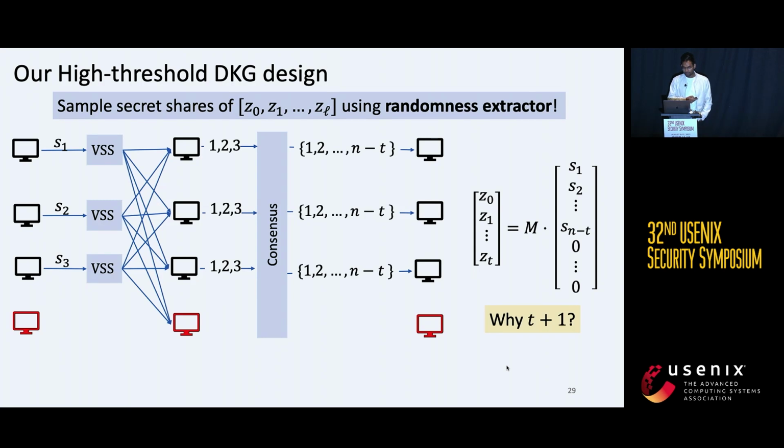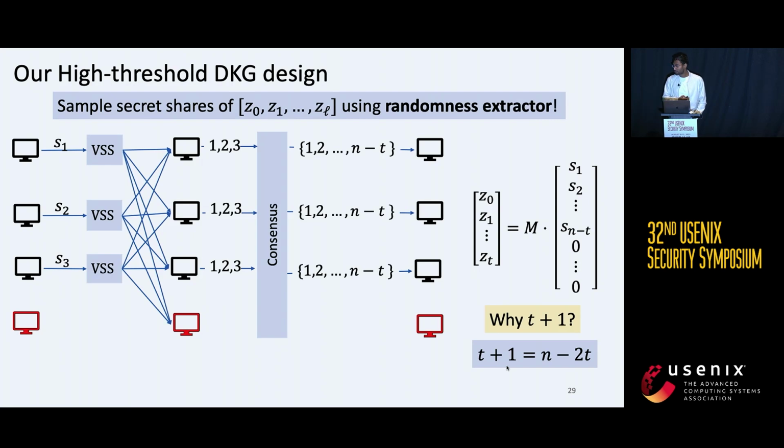So why t plus 1? It's because t plus 1 is n minus 2t. If you look at the input source of the randomness extractor, there are n minus t non-zero values, but t of the values could be from malicious nodes. So the amount of entropy this input has is n minus 2t. So that's the maximum we can extract. Okay, so now we know, just by doing a single VSS, how to extract t plus 1 random coefficients.